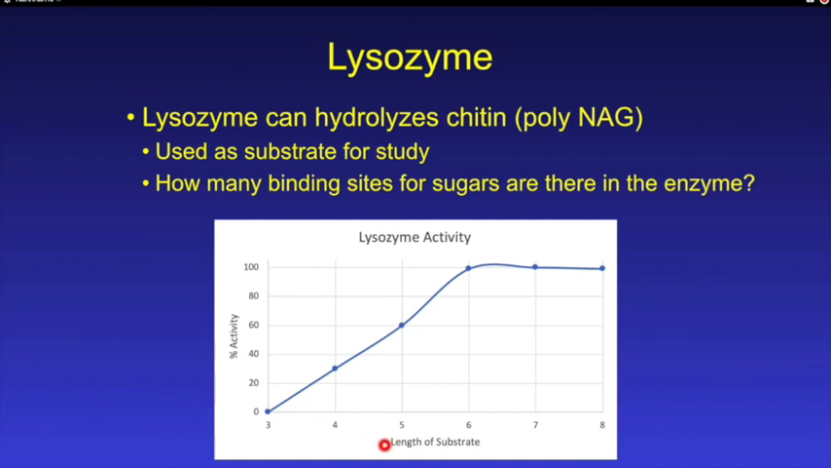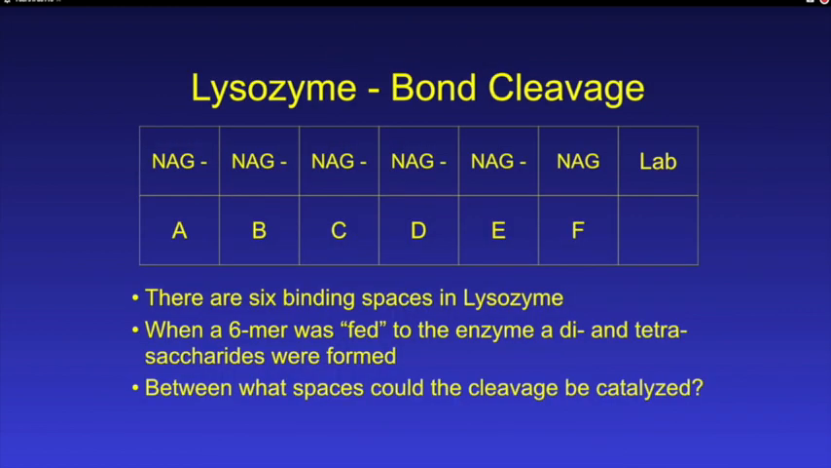So if you look at this experiment, how many sugar binding sites do you expect lysozyme will have in its active site? Will it have 3, 4, 5, 6, 7, or 8? Well, by the time you get to 6, we have filled the active site. So we know there are 6 sugar binding sites in lysozyme, although not all the binding sites are equal.